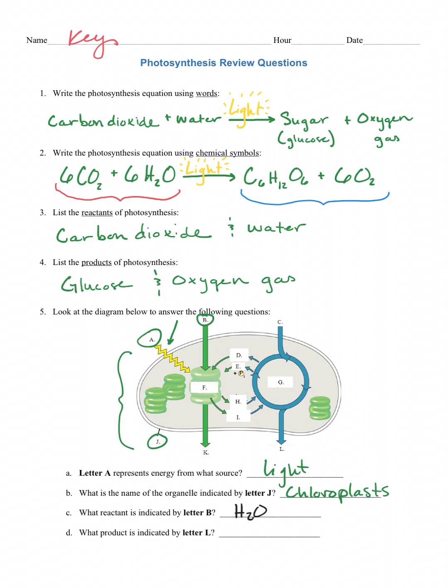It says what product is indicated by letter L. So this is the product of the Calvin cycle. So if you remember, this structure right here is the Calvin cycle. The input to the Calvin cycle is that letter C, that's carbon dioxide. The output of the Calvin cycle is sugars or glucose.